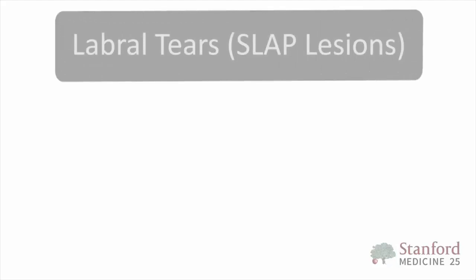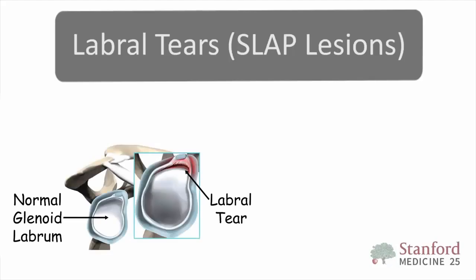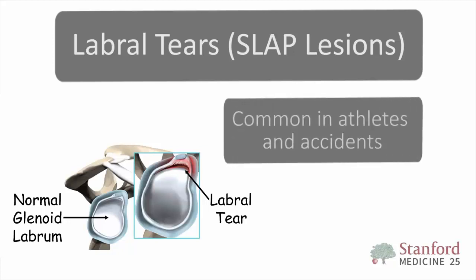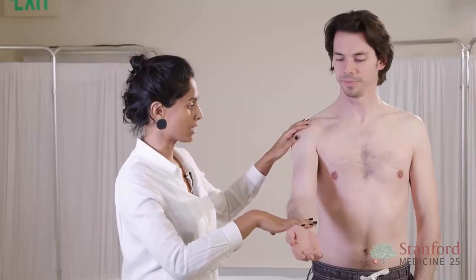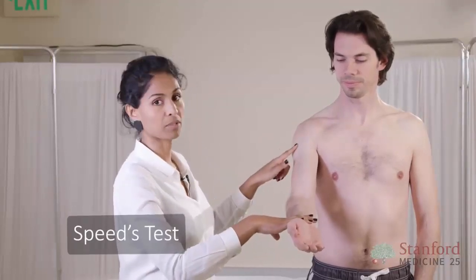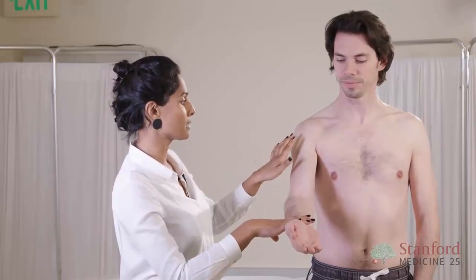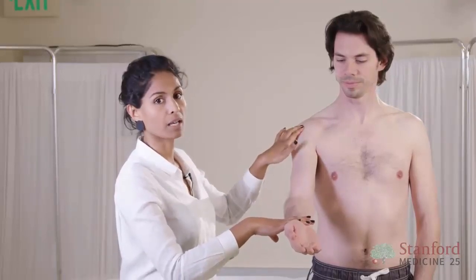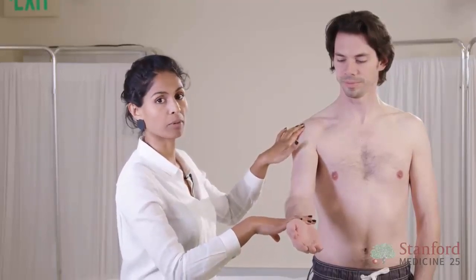Labral tears or SLAP lesions are commonly seen in athletes, maybe a consequence of dislocations, or are often seen in motor vehicle accidents when the arm is in the overhead position. So the first test of a SLAP lesion is the Speed's test, which is the same test that we did for the biceps tendinopathy. This is because the biceps inserts at the superior edge of the labrum.